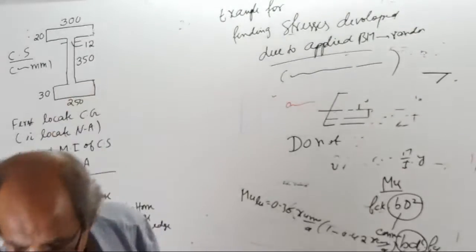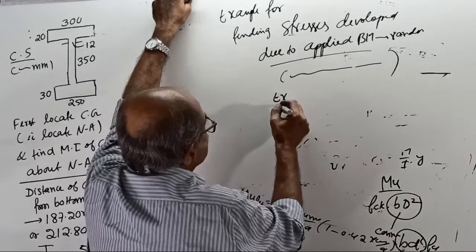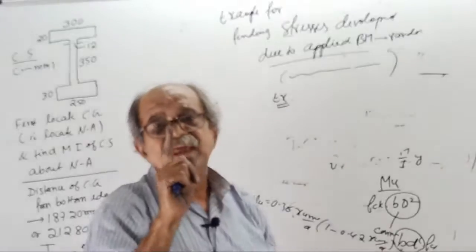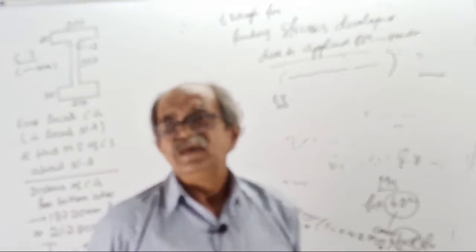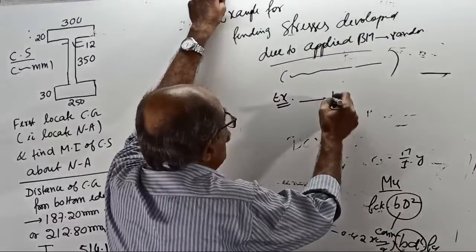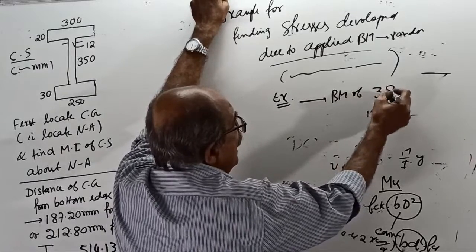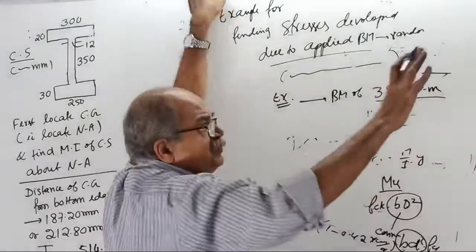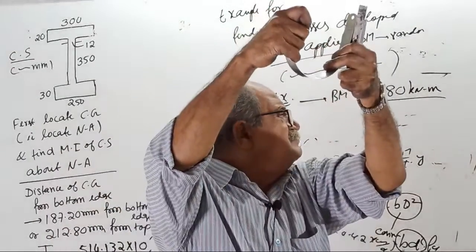Okay, now take the class example. I will give a question now. I am dictating, you should write. A beam cross section is subjected to a bending moment of 380 kilonewton meter. Without bothering, simply take a beam and apply the bending moment.